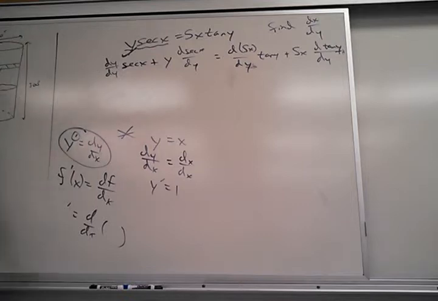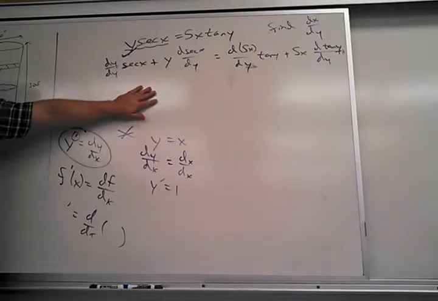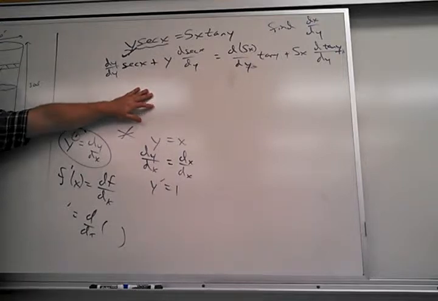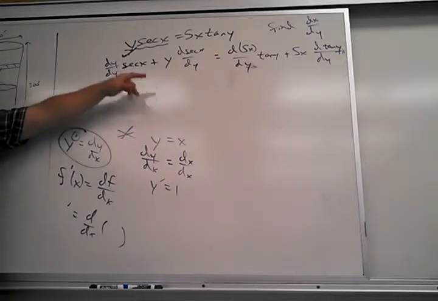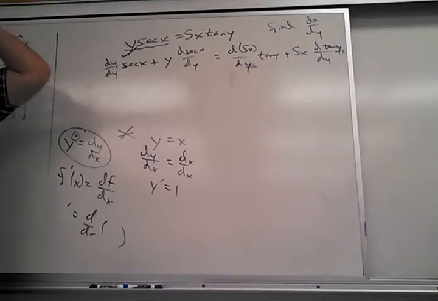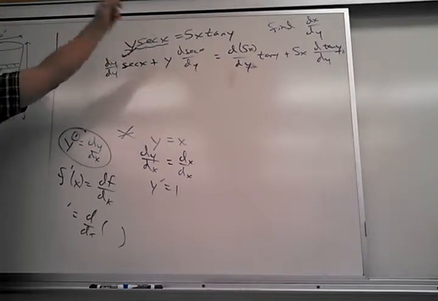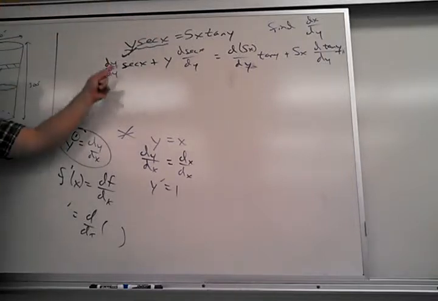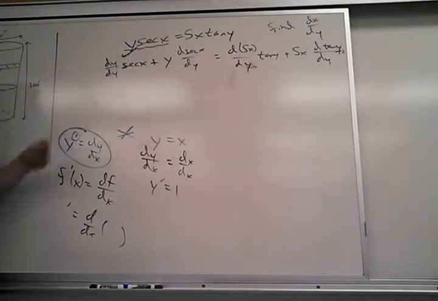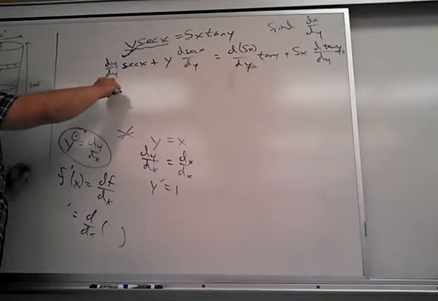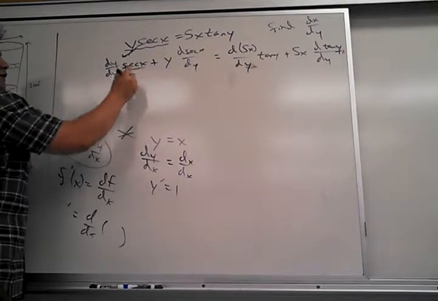So right there, instead of doing primes, which were sort of geared towards meaning derivative with respect to x, I'm not going to use that here for that very reason. They want me to take the derivative with respect to y. So I want to be a little more clear to myself what's going on. So what's the derivative of y with respect to y? 1. So then you're just left with secant x.